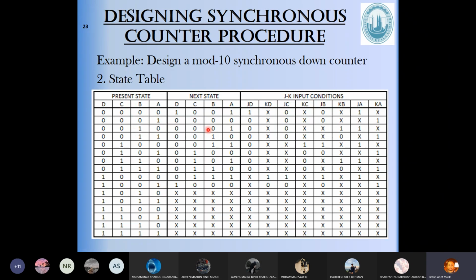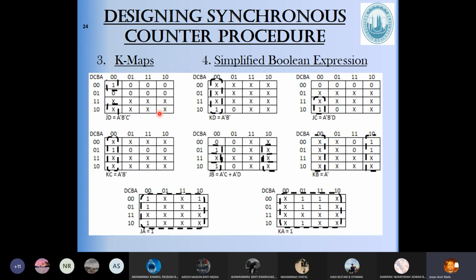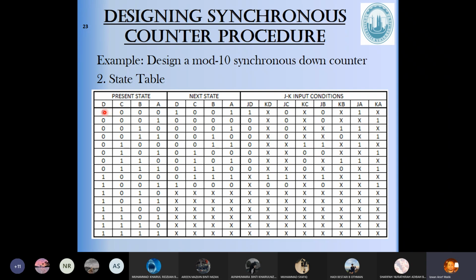But, when you want to take the values of JD, KD until JA, KA later, make sure you take them at the correct present state. Why am I saying that? This normally happens here, this is 0, 0, 0, 0. I start at zero. So, when I enter the truth table, in this K-map, this is my 0, 0, 0, 0. Okay. Let's say you start here from 15, 1, 1, 1. Or you start from 9, 1, 0, 0, 1. Its next state goes to 8, 1, 0, 0, 0.